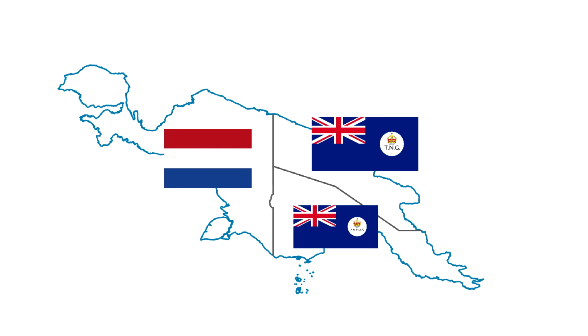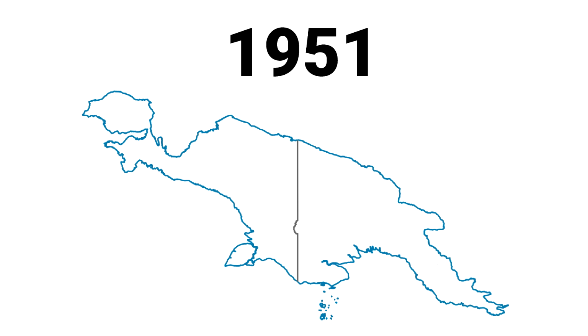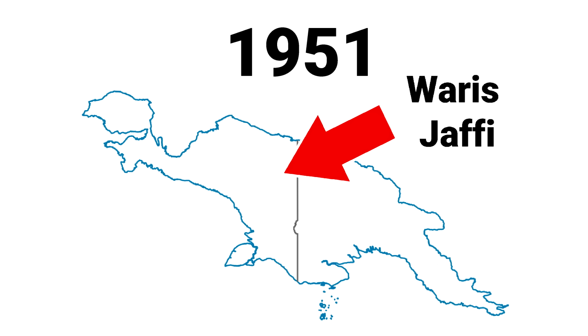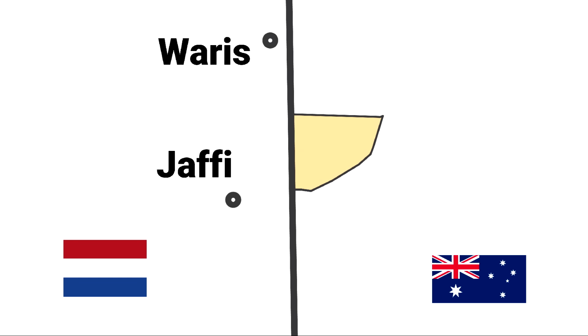Even though the borders between Dutch and British possessions didn't change much, there were still occasional problems along the border. For example, in 1951, Dutch officials mentioned a weird situation near the Dutch post of Waris-Jaffi. They noticed that these posts were influencing villagers on the British side, and because they were so inaccessible for the British, the Dutch were also administrating some of these villages.